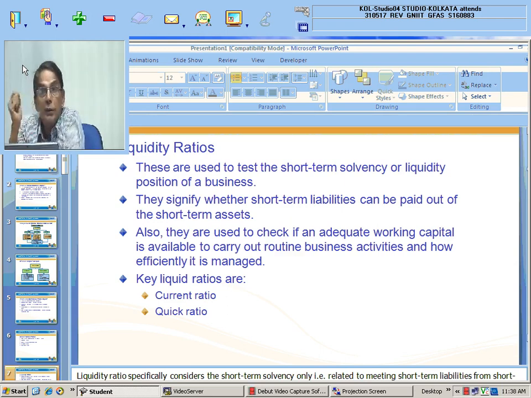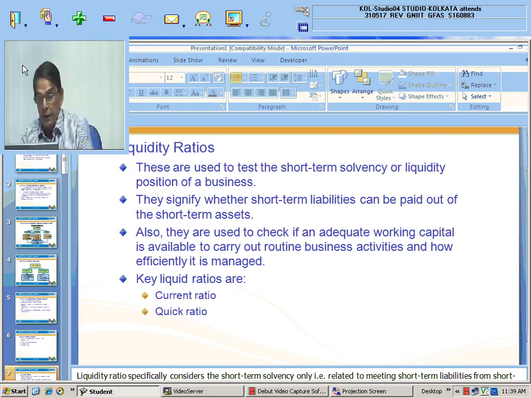Now liquidity ratio specifically considers the short-term solvency only. It doesn't take into account the long-term solvency. That is, it is related to meeting short-term liabilities from short-term assets and ensuring an optimum balance, an ideal ratio, as even if current assets are in excess over the ideal ratio, it means business funds are lying underutilized in short-term assets. If the company is carrying an excess of short-term assets more than what is required, then that working capital remains unutilized or underutilized, which will eventually affect the profitability or the return on investment, or return on capital employed.